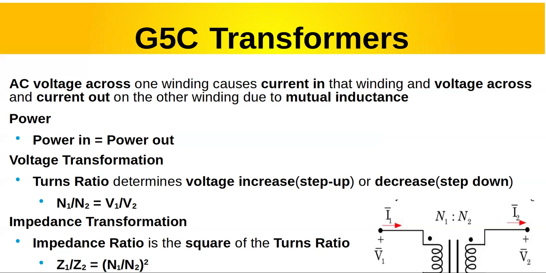The turns ratio, which is the ratio of the number of turns on one winding to the other winding, will determine the voltage increase or decrease, and also the impedance transformation, because that's the square of the turns ratio. So if you had a turns ratio of 2, the impedance ratio would be 4.